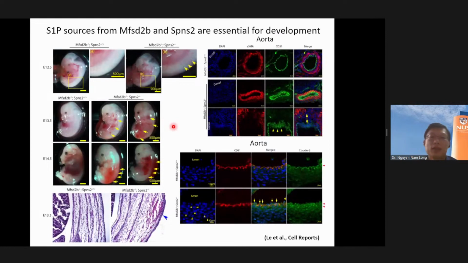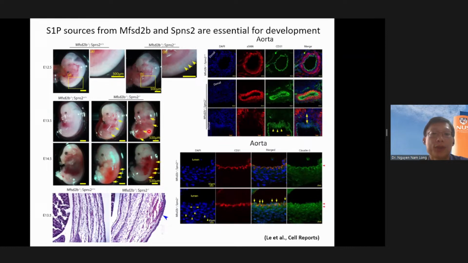So we wanted to see whether MFSD2B and SPNS2 are the transporters of intracellular S1P. In this case, we generated double knockout mice in order to eliminate the hypothesis that there are additional S1P transporters. When we generated the double knockout mice, the two genes were completely removed from the mice. And as you can see, the mice here are at a very early, embryonic stage.